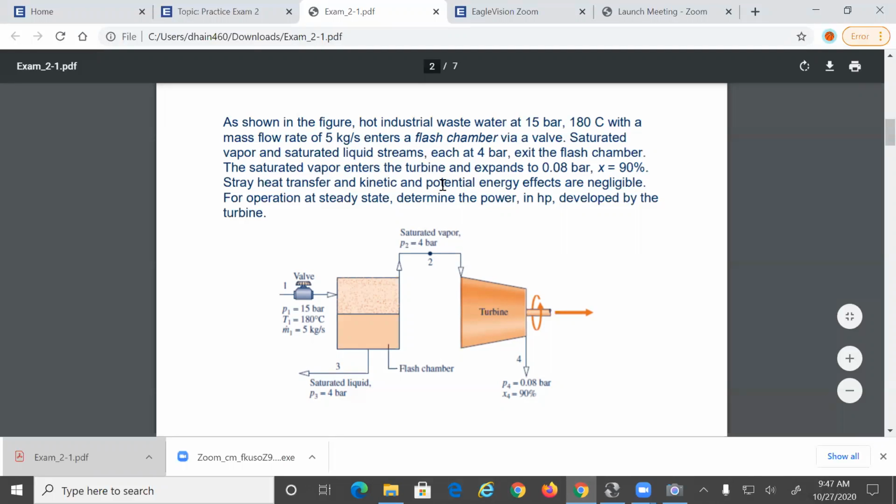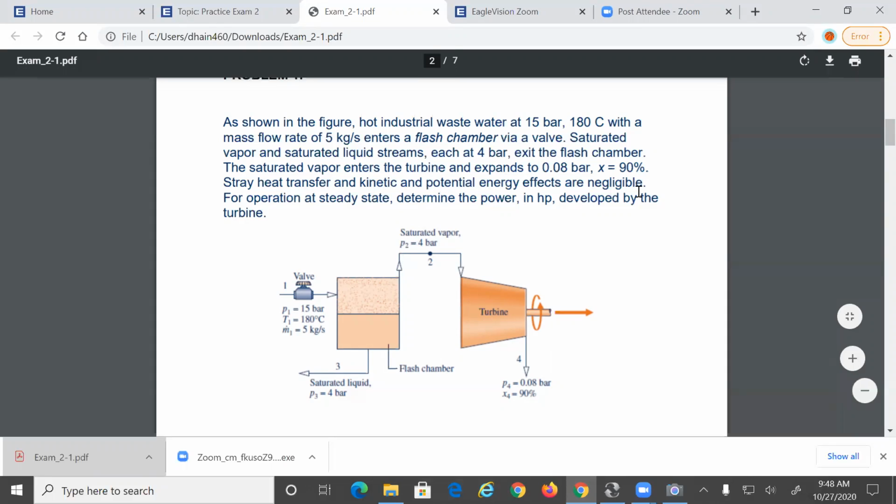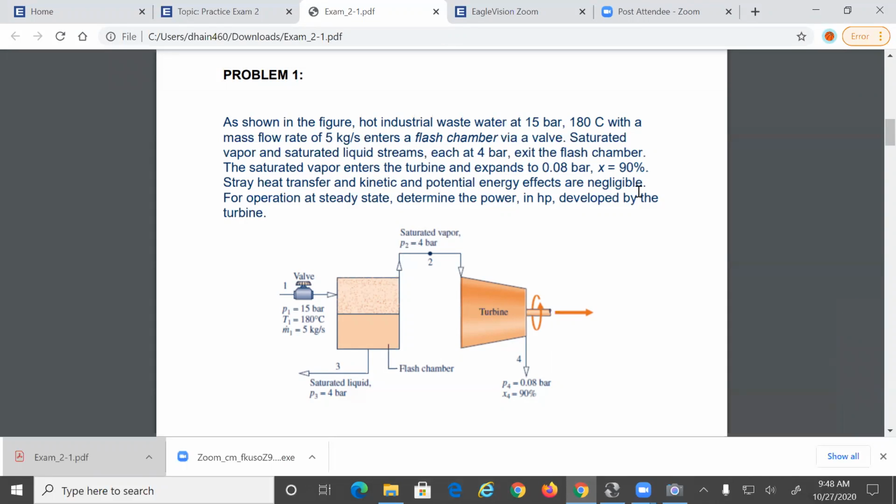The saturated vapor enters the turbine and expands to 0.08 bar and 90% steam. Steady heat transfer and kinetic and potential energy effects are negligible. So basically Q equal to 0, and the change in kinetic and potential energy will be equal to 0. For operation at steady state, determine the power in horsepower developed by the turbine. So you need to find how much power the turbine develops for this to happen.